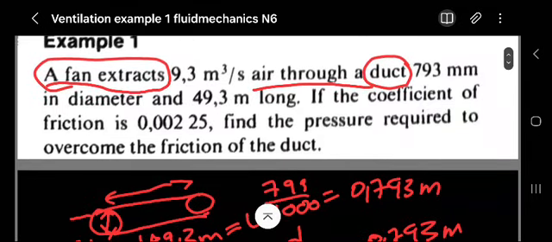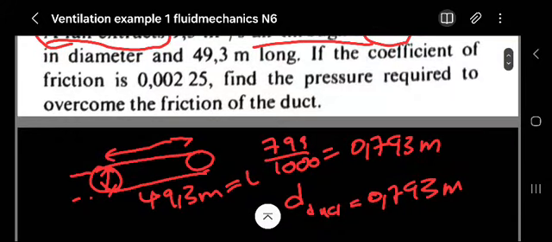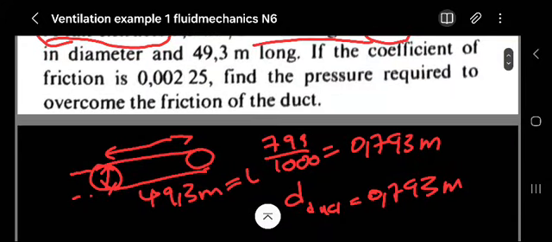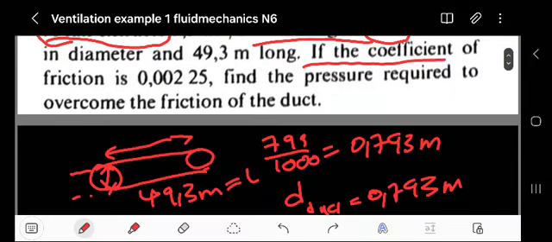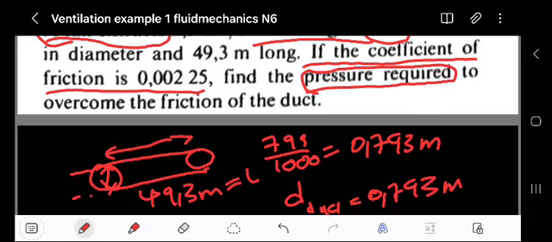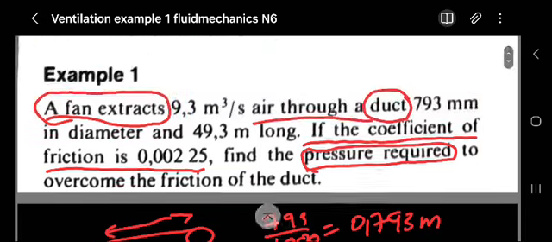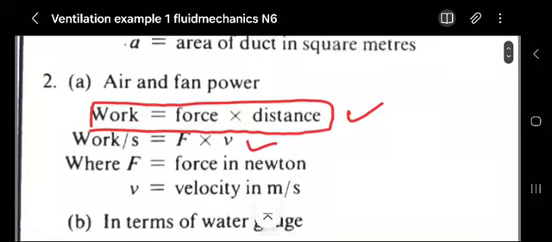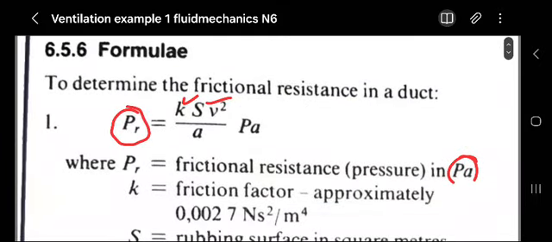Then they say again, if the coefficient of friction is 0.00225, find the pressure required to overcome the friction of the duct. We know the pressure is this one, as I have said. Here is our formula that we'll use.